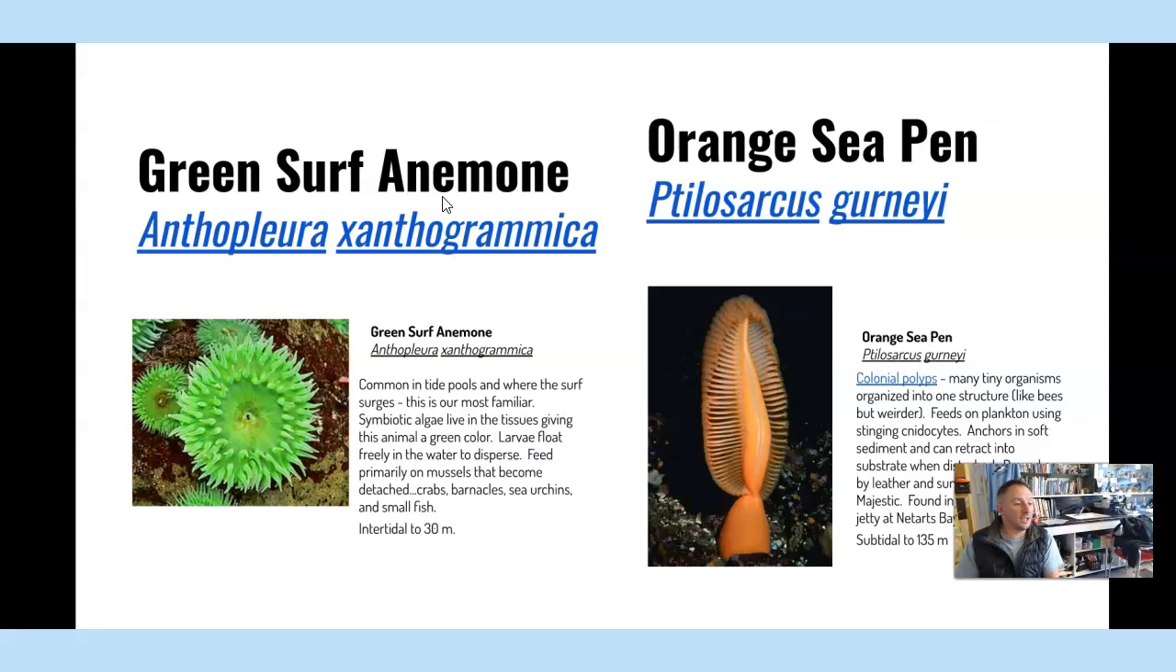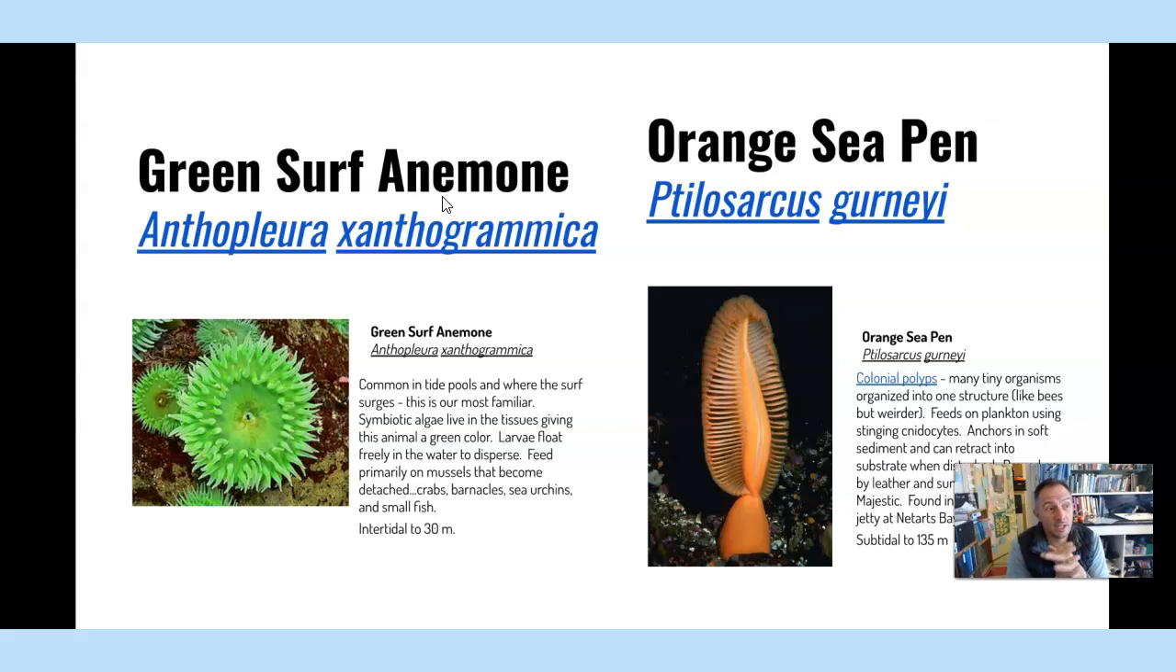Okay, the next two, green surf anemone. This is one that is common in our tide pools. It's green. That's how you can identify it. Okay. This one here, the reason why it's green, animals don't actually make green pigments. Well, that's not true, actually. Mammals don't, I guess. Frogs do. I take that back. These guys don't make their own green pigments.